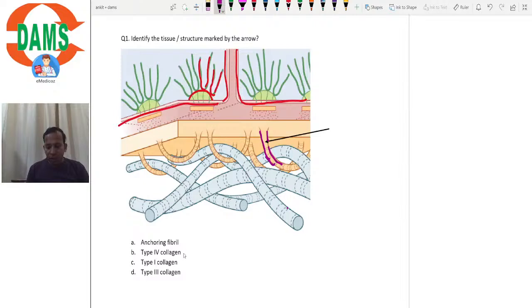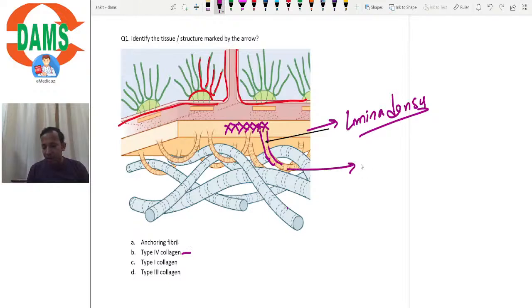We all know that type 4 collagen, which is in the chicken mesh pattern, is found in the lamina densa. So this is the lamina densa, and type 4 collagen is found within it. Then the anchoring fibrils, or type 7 collagen, interlock with the type 4 collagen and help connect with the connective tissue.